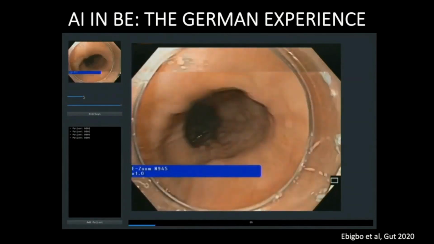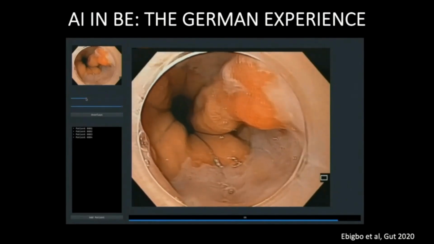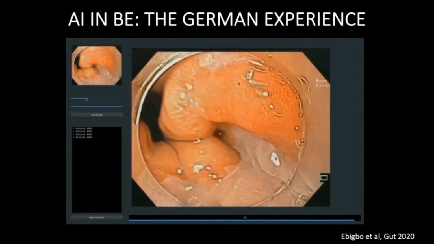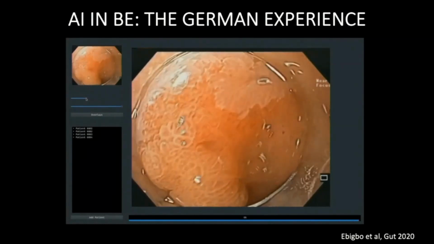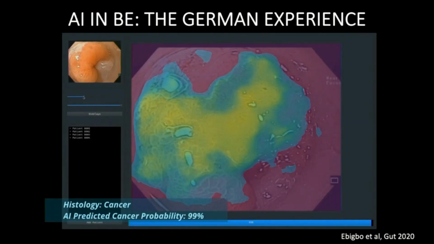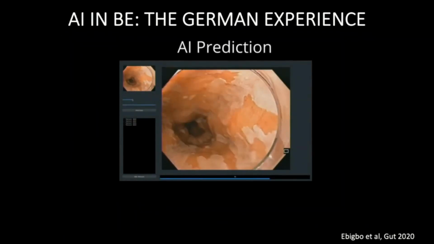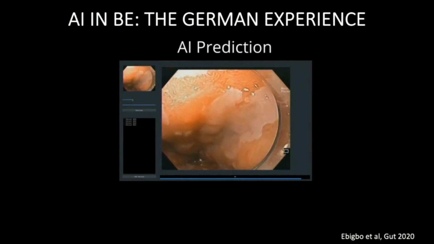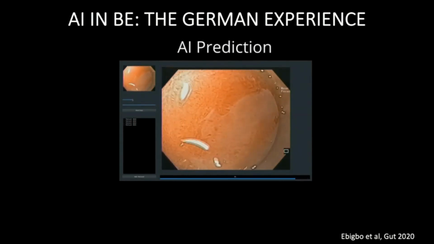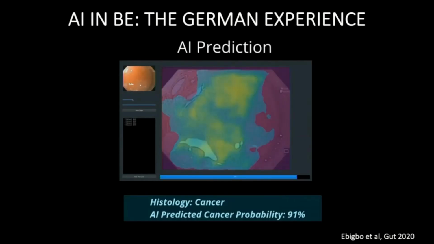On the other hand, look at this area. You're coming to this area, you see a Paris 2A plus 2C lesion here, right above the gastroesophageal junction. It appears suspicious even on high definition white light, and AI predicts a 99% chance that this is adenocarcinoma. So this is what will be used for future surveillance protocols in patients with Barrett's esophagus. So this is the review in JAMA I was talking about.